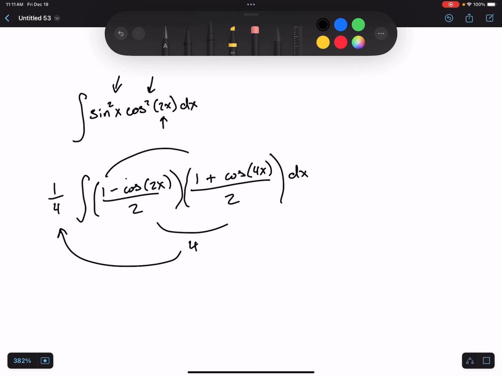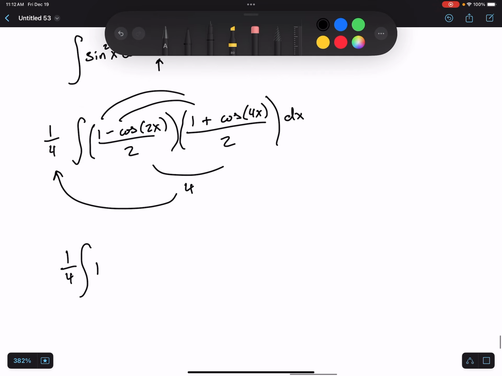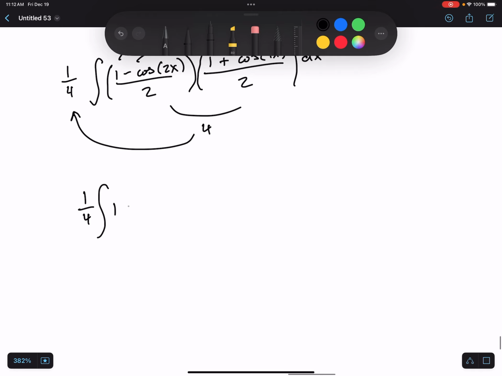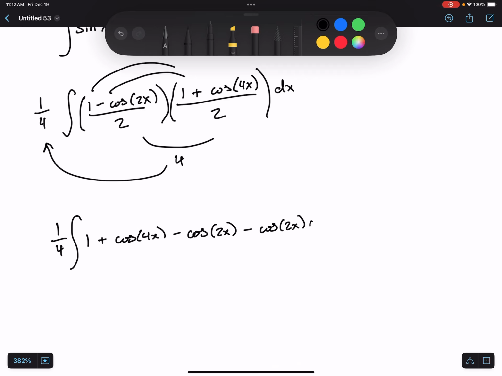And then we can go ahead and FOIL the numerators. So we'll do that now. We'll start with 1/4 times the integral. 1 times 1 is 1. And here we have 1 times cosine 4x, and then minus 1 times cosine 2x. So we will add plus cosine 4x minus cosine 2x, and then we'll multiply cosine 2x times cosine 4x, and we'll have minus cosine 2x cosine 4x dx.